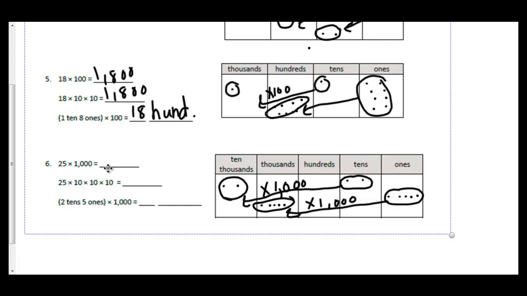So 25 times 1,000 is the same thing as 25,000. 25 times 10 times 10 is 25. 2 10s, 5 1s times 1,000 is 25,000.